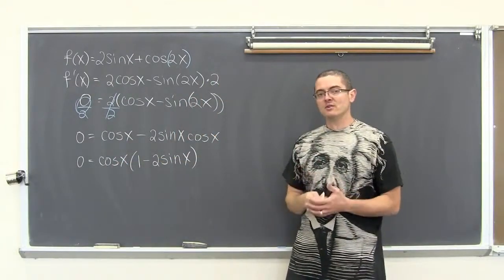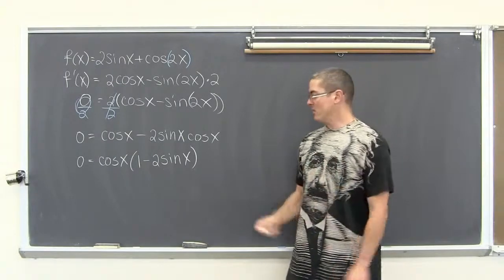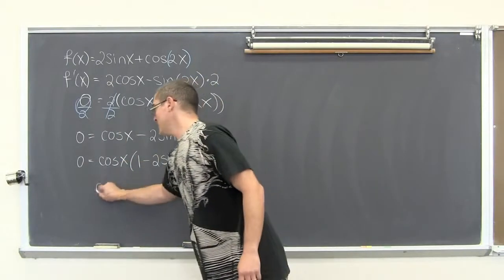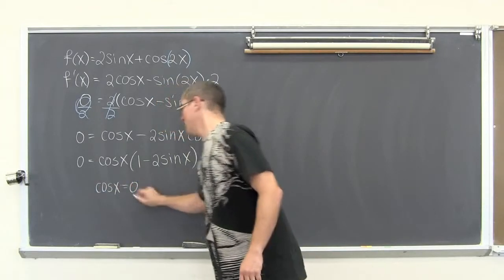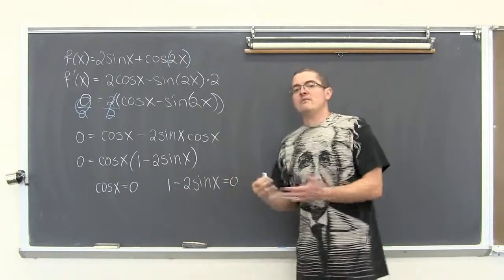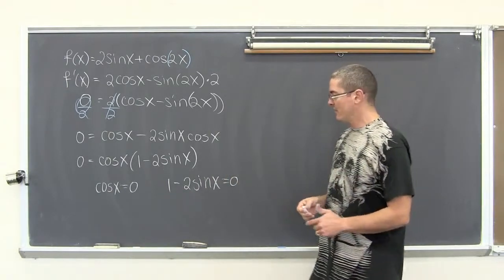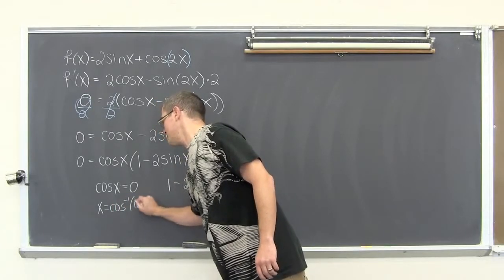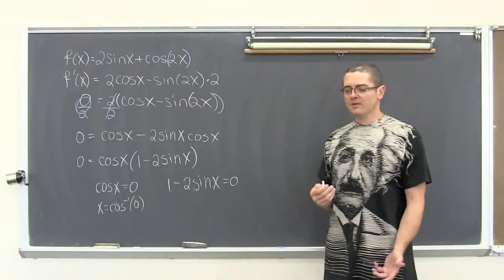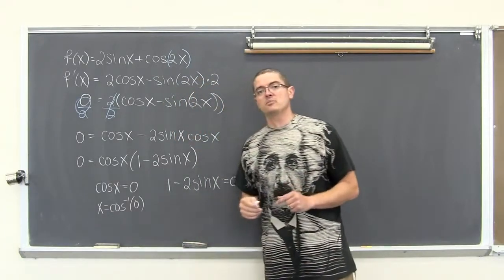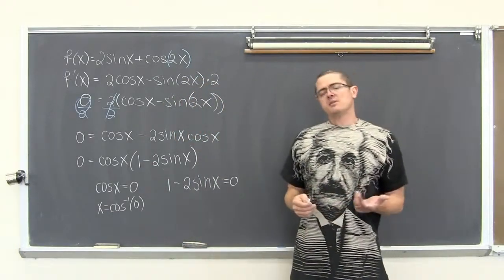What do you do after you factor? You set each factor equal to 0 because one of these has to be 0 for the equation to be equal to 0. And when I do that, cosine of x equals 0 and 1 minus 2 sine x equals 0. Well, now I have equations that only have one variable in each one of them. X here is going to be equal to the inverse cosine of 0. And on the unit circle, we're just looking for answers within one rotation, 0 to 2 pi. Where is cosine equal to 0?